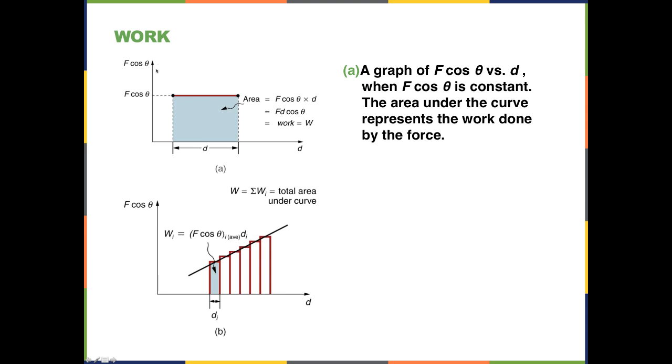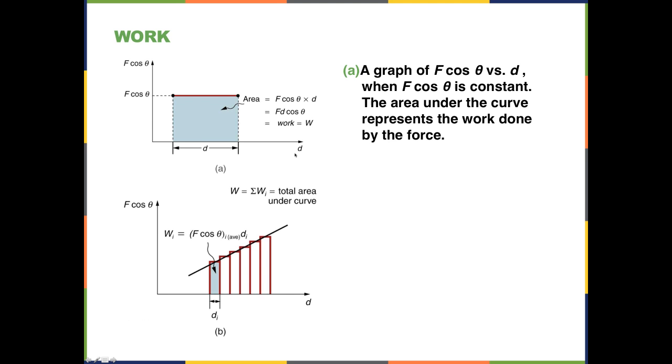So if you graph force parallel to the displacement, so F cosine theta, and on the x-axis put displacement, you end up with a line, and the area under this line is the work that's performed.